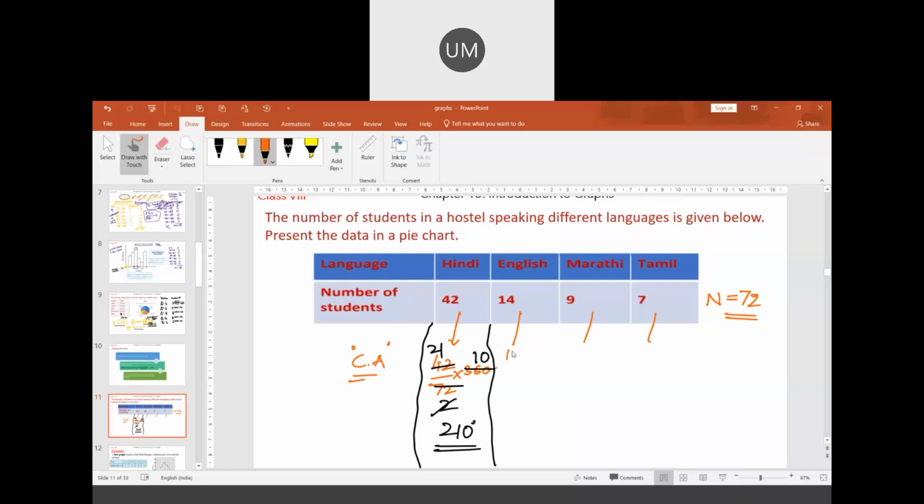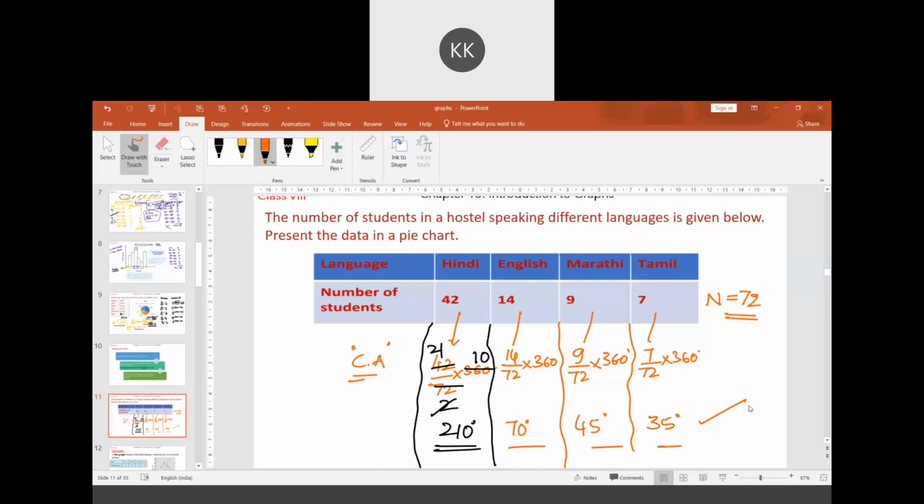For the next, it is 14 upon 72 into 360. 72 goes into 360 five times, so 14 into 5 gives 70 degrees. For 9 upon 72 into 360, it is 9 into 5, which is 45 degrees. For 7 upon 72 into 360, it is 35 degrees. So these are easy to represent.